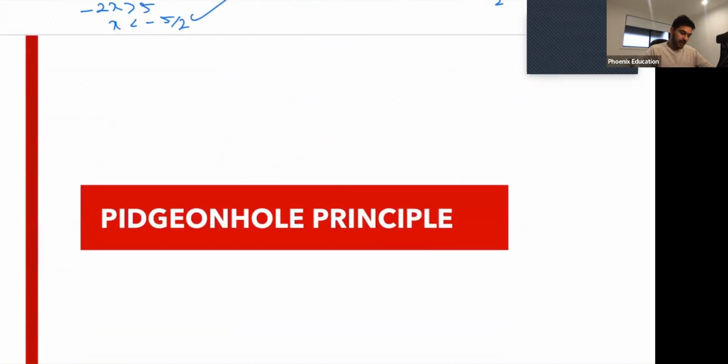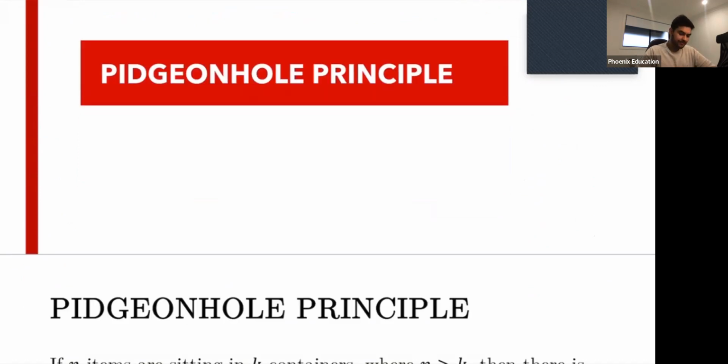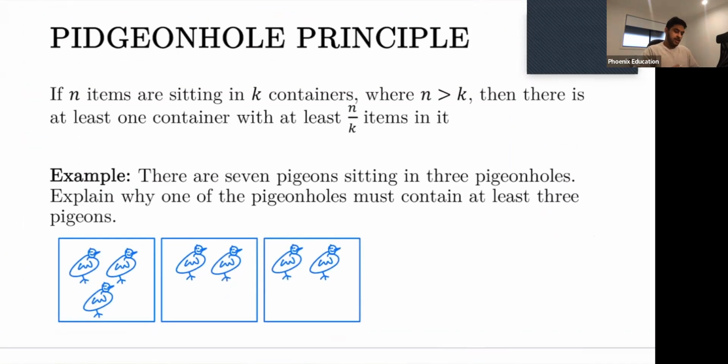Okay, let's move to the next bit of content, which is the pigeonhole principle. So pretty much the pigeonhole principle says that if we have k containers, that could be like colors, that could be marks, that could be literal pigeonholes. And if we have n items that we are wanting to fit into those containers, then the number of items in one container needs to be at least n on k.